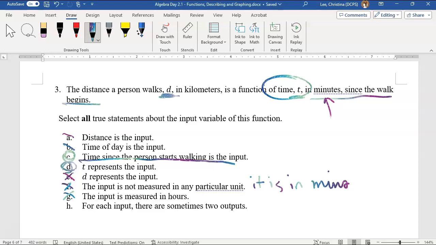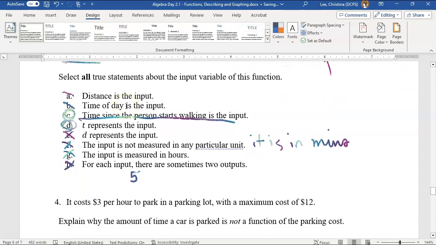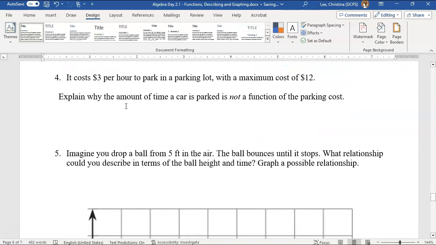So if I were to look at the 5-minute mark, is it possible that the person has walked 6 kilometers and 7 kilometers? No, that's not possible because it's a function. And so at any given time, if I were to look at 3 seconds after I start walking, I'm only going to have one distance. It's not possible for me to have multiple distances in that case. All right, let's take a look at the next one.